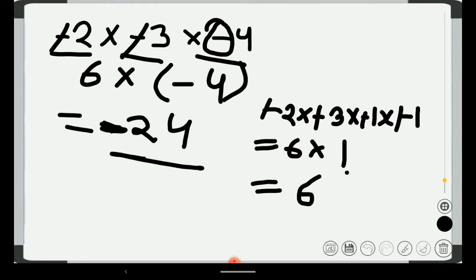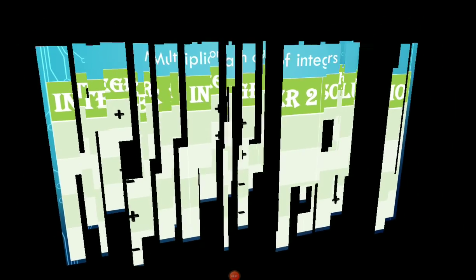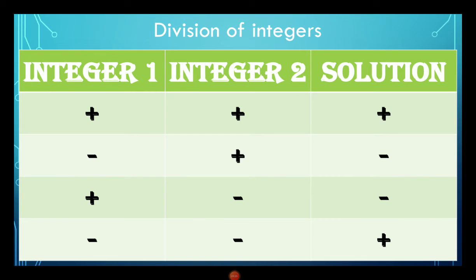Now let's see division of integers. So division of integers also, you need to learn the same table. When you divide two positive integers, you get a positive answer. When you divide one negative and a positive integer, then you get a negative answer. When you divide one positive and a negative integer, then you get a negative answer. And when you divide two negative integers, you get a positive answer. So let's see some examples.